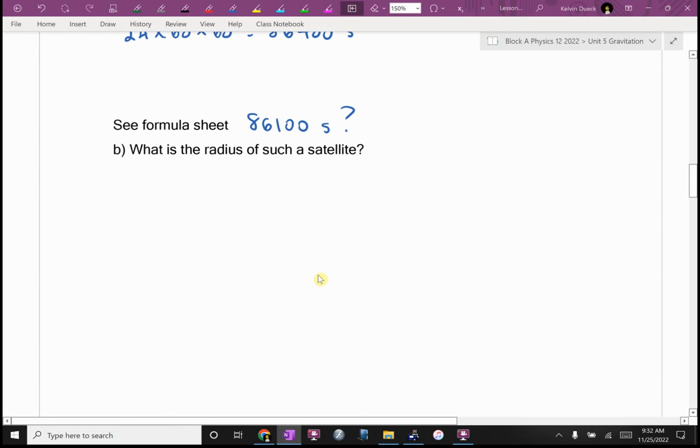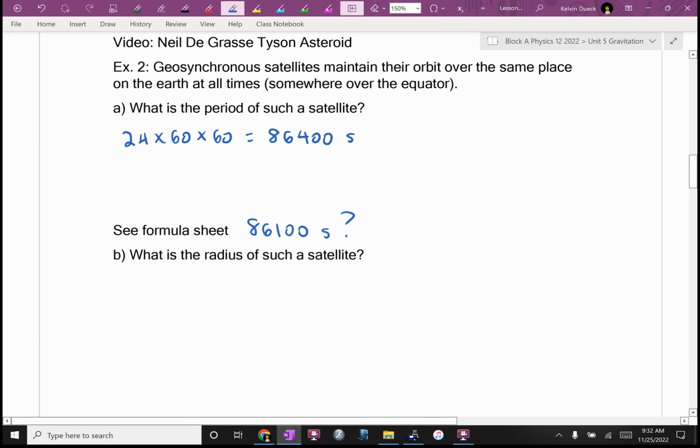What does B want me to find? The radius. We're in orbit. So geosynchronous satellites basically appear to remain motionless in the sky because as the Earth rotates, they're staying above the same location. Really useful for our communication satellites because then you know where a satellite is where you can bounce a signal off and have it hit somewhere else on the Earth. So the vast majority of our communication satellites are around the equator in a geosynchronous orbit, all at the same radius. What would the radius be?